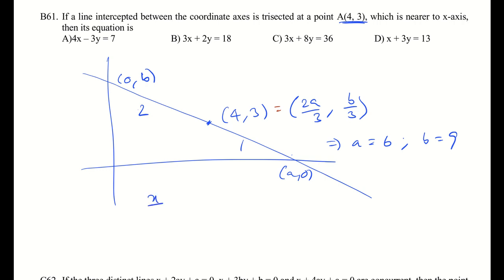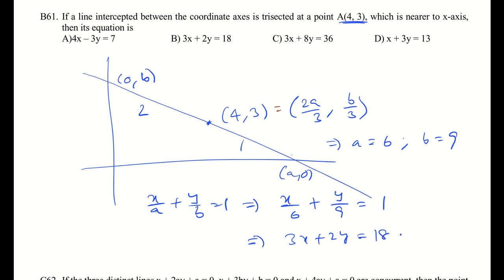Therefore, the line equation is nothing but x by a plus y by b is equal to 1. I am getting x by 6 plus y by 9 is equal to 1, or I have it as 3x plus 2y is equal to 18. Let's go to next problem.